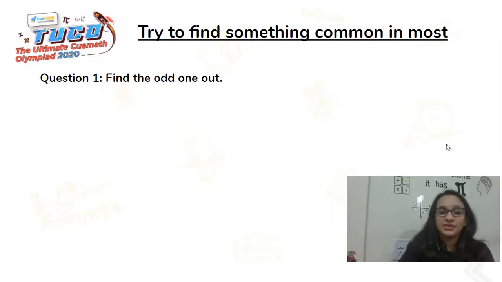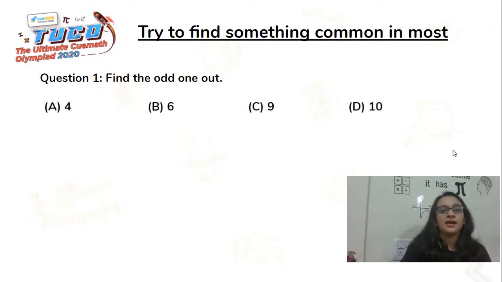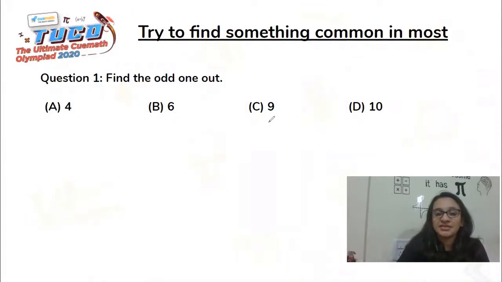So the first question here clearly says find the odd one out, and here are our options. Okay, so what we have is a set of numbers. Option A is 4, option B is 6, option C is 9, and option D is 10. So take a moment to look at these numbers and observe if there are 3 of them which fall into the same category and which is the one which does not fit into that category.